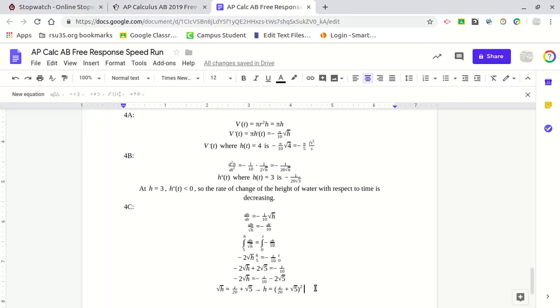And then if I take the derivative of that, that's going to become 2 times t over 20 plus square root 5 times 1 over 20 by chain rule. So that is 1/10 square root of h. So did I miss a negative? Wait. Yes, this negative should not be here.